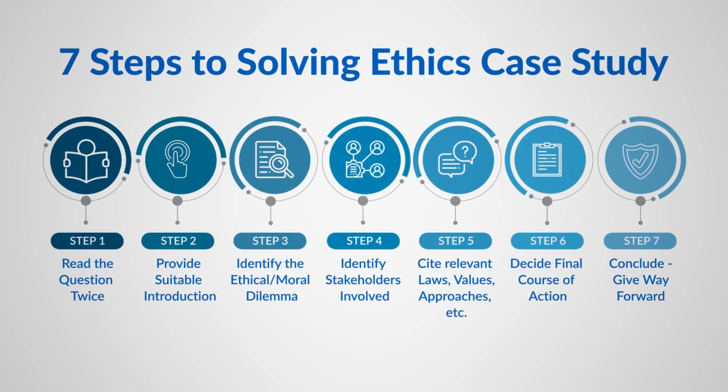You read the question multiple times, then provide a suitable introduction, then you identify the ethical or the moral dilemma at hand. Afterwards, you identify the stakeholders involved. When you've done that, you cite the relevant laws, values, and the approaches that can be implemented and devise possible choices that you can take. Finally, you decide the course of action that is best suited, and then you conclude the case study by giving a way forward. To have a better understanding, let's look at each of these steps in a spotlight.